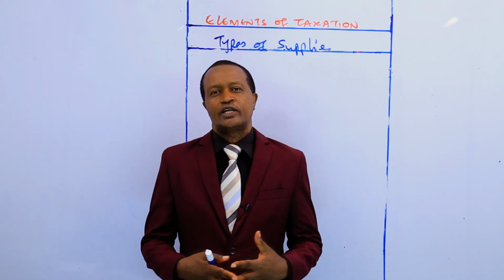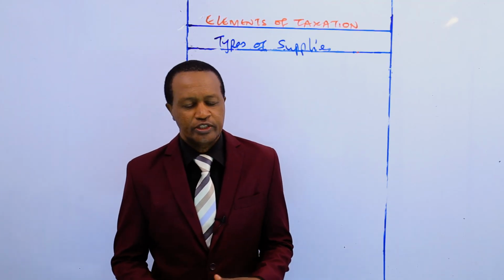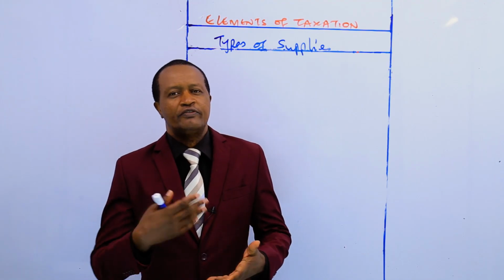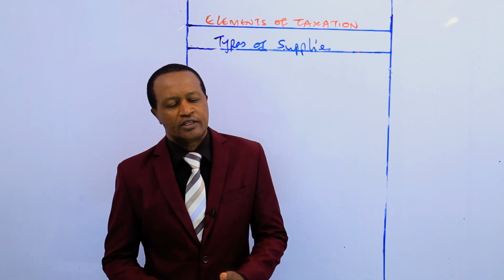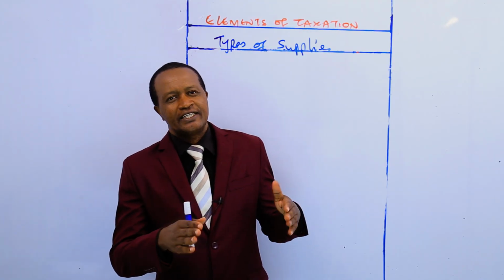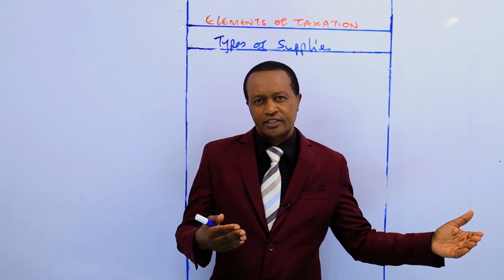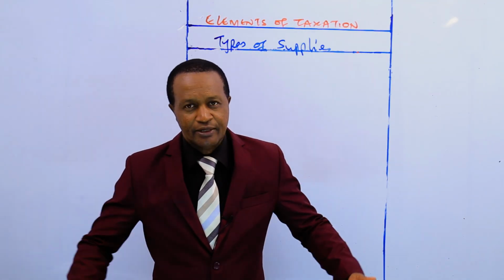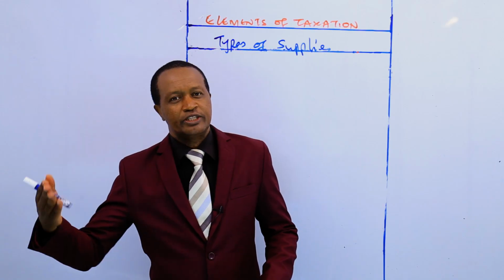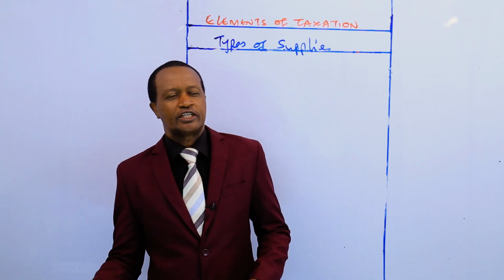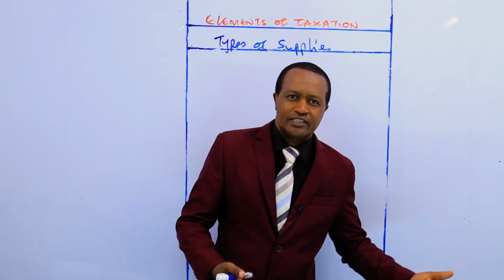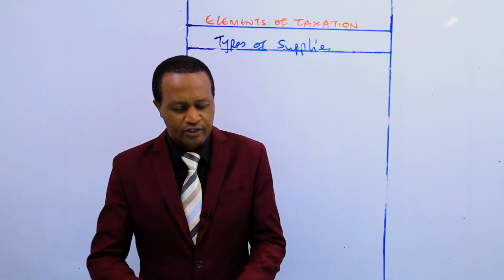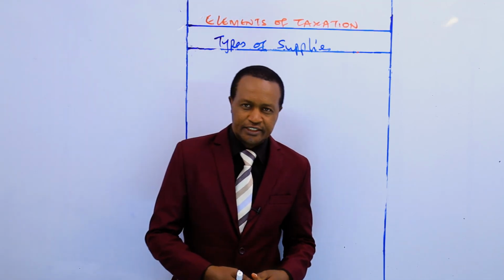The topic is value-added tax. Today we are going to discuss the types of supplies in the context of VAT in Kenya, because understanding the different types of supplies is fundamental. That determines whether VAT should be charged, at what rate it will be charged, and what implications it has for claiming input tax.